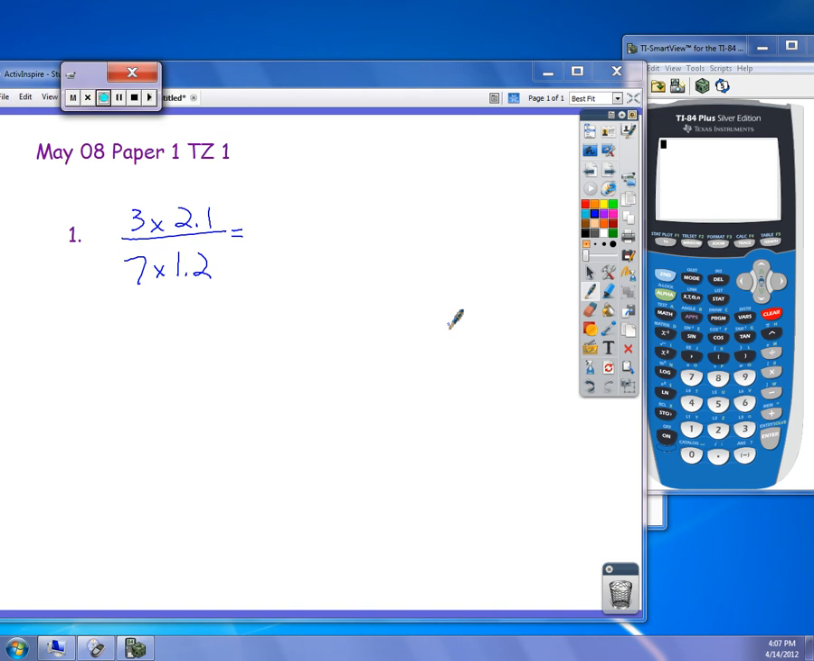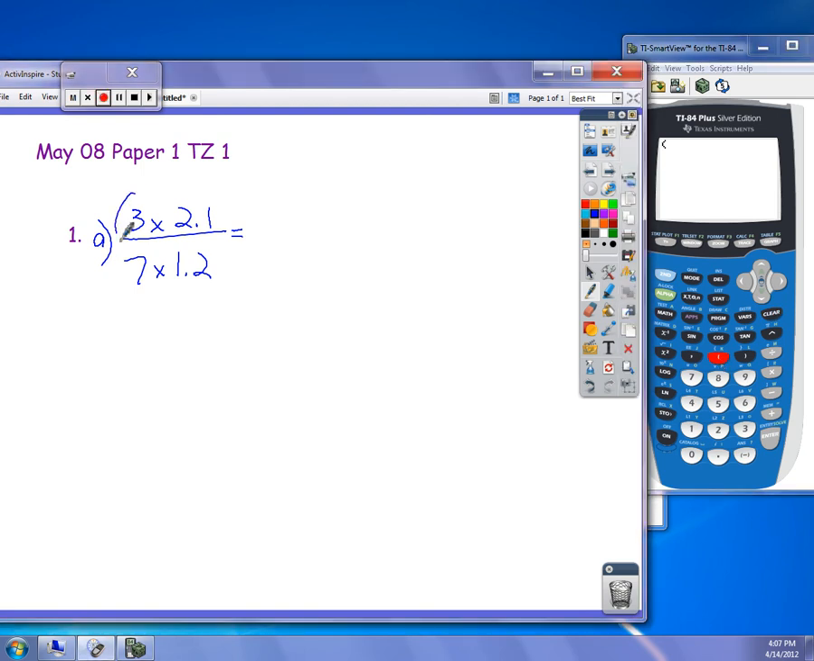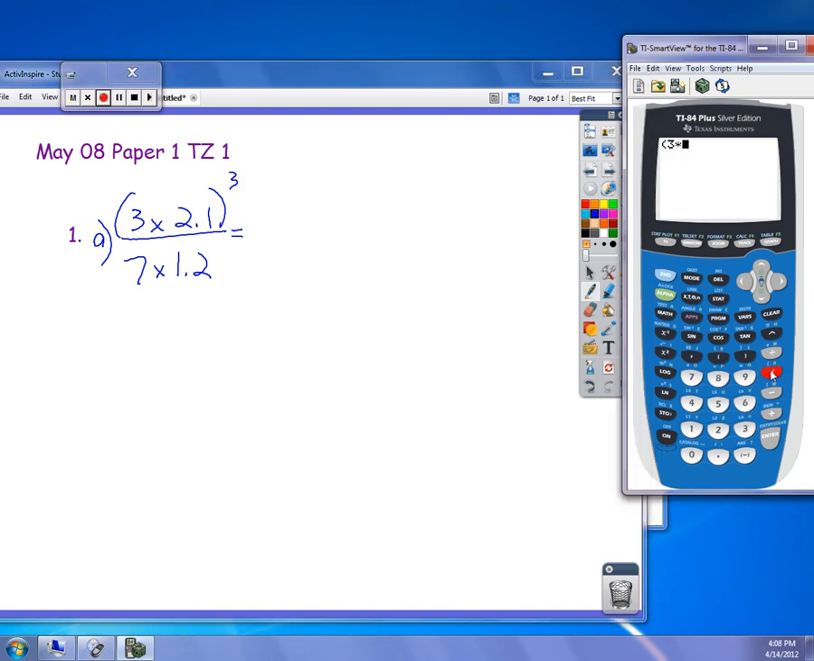In this problem, you'll be using your calculator to find an exact value. We're working on part A of problem 1, and you've read the instructions carefully. You are going to put the numerator in parentheses because you're looking ahead and seeing that you need to cube the whole value, so I'm going to put in my calculator 3 times 2.1. That whole quantity is raised to the power of 3.